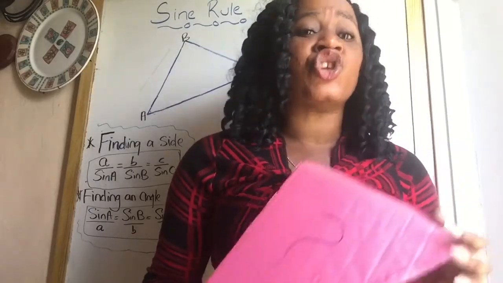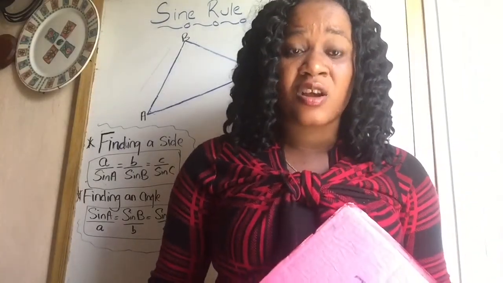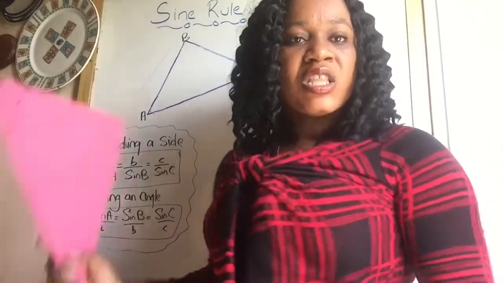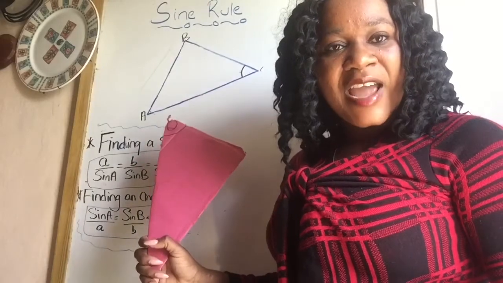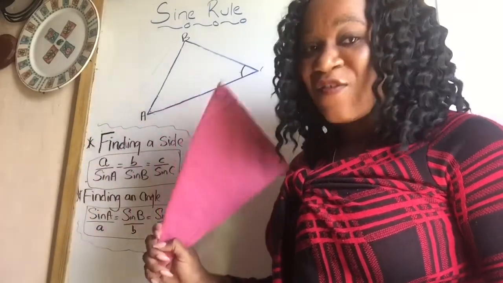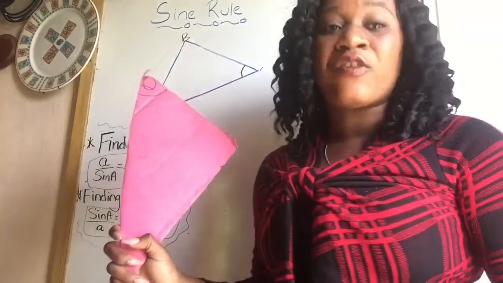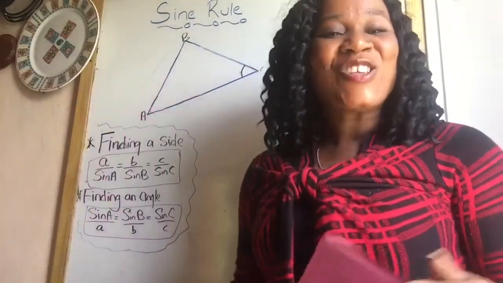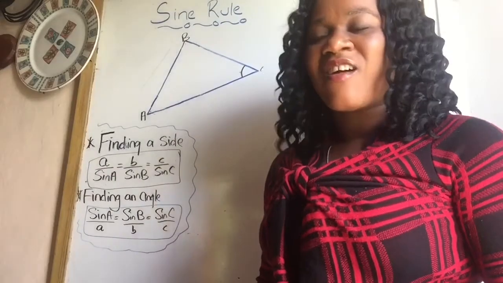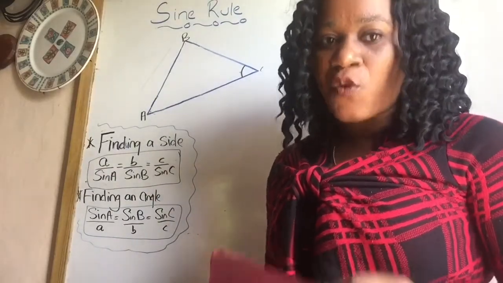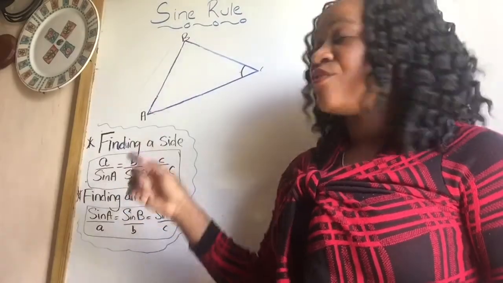If it is a non-right angle triangle, so it's an oblique triangle, then you ought to be thinking about the sine rule, also known as the sine formula or law of sines, and also the cosine rule, also known as the law of cosines. As I said, we're going to be focusing today on the sine rule.